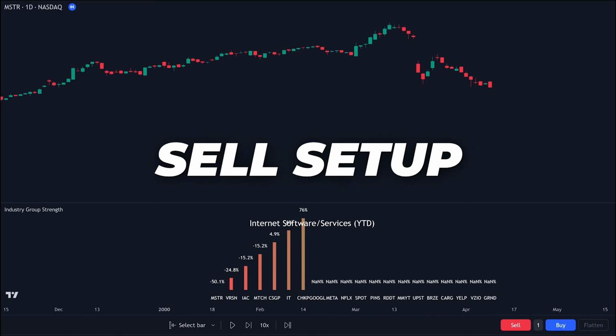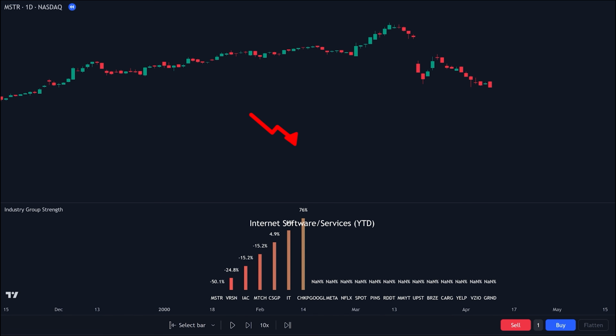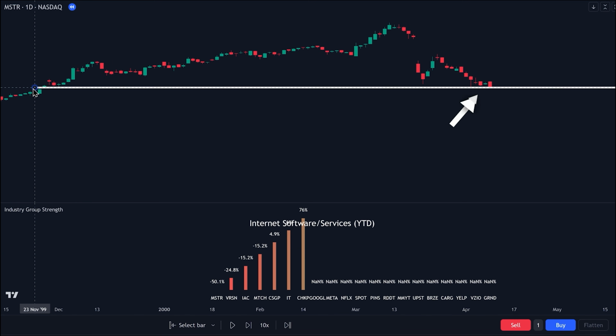Another sell trade setup. First, we see that MicroStrategy is underperforming in the internet software and services sector, with a year-to-date return of -50.1%, indicating it's one of the weaker performers in the sector. We see that the price of MicroStrategy has created a support level over here. The support level was tested multiple times, but the price is struggling to maintain that level.